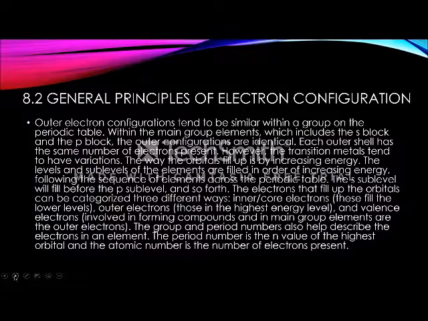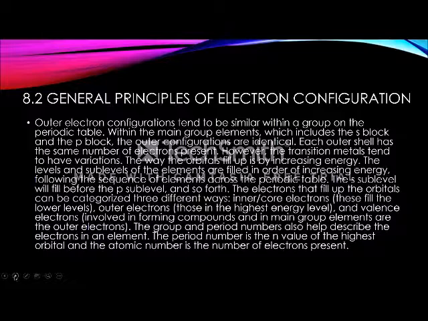Chapter 8, Electron Configuration and Chemical Periodicity. Section 8.2, General Principles of Electron Configuration. Outer electron configurations tend to be similar within a group on the periodic table. Within the main group elements, which includes the s block and the p block, the outer configurations are identical. Each outer shell has the same number of electrons present. However, the transition metals tend to have variations.